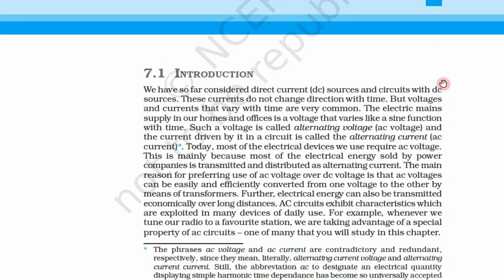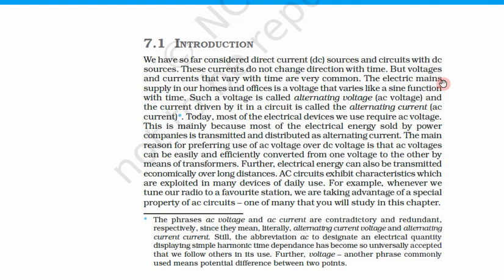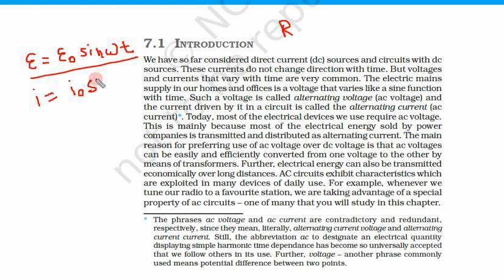In the last chapter we have seen that the EMF was changing as epsilon naught sine omega t. So this was the potential. Suppose the system has resistance R, and we divide this whole equation by resistance R. What do we get? We get current. Current is equal to, suppose this is some constant current I naught, sine omega t. So current is also going in a sinusoidal wave.